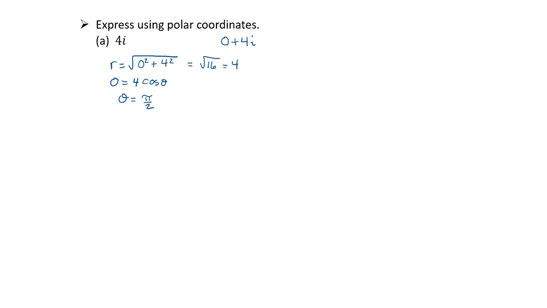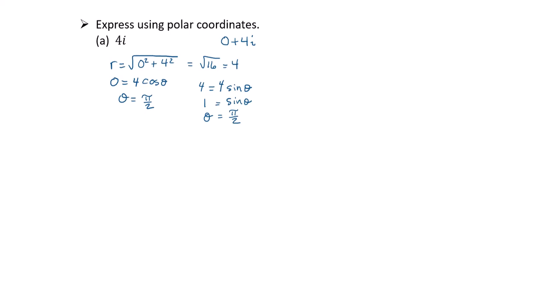For y, I have y equals r sine theta. Now r was calculated at 4, and my y is also 4. So I really have sine of theta equals 1. And I know that the sine of theta is 1 when theta equals pi over 2. So in both cases, I've seen that theta is pi over 2.